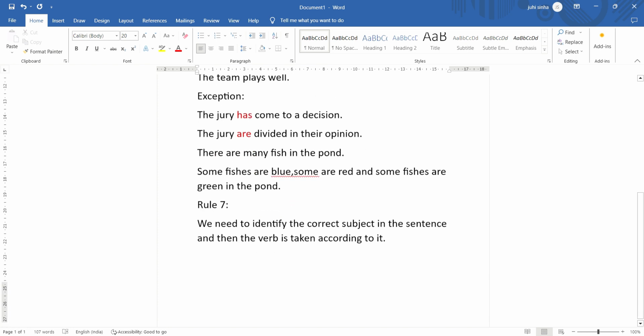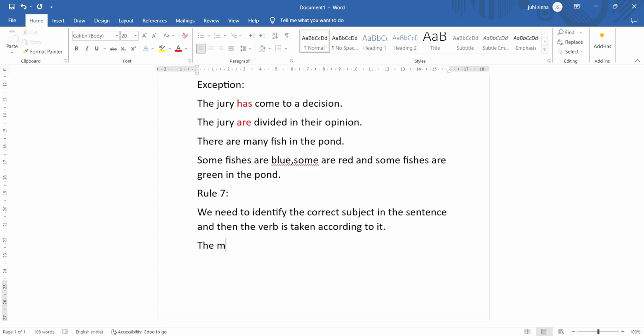Like for example, let's take a sentence. The mother of these children dash sick. Now, it's very important to identify the subject of the sentence. It is not children. The subject is mother. Who are we talking about? We are not talking about the children. We are talking about the mother of the children. And mother is singular. And that is why the verb will be is.